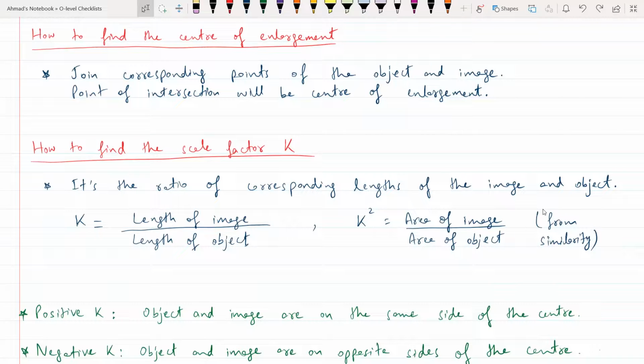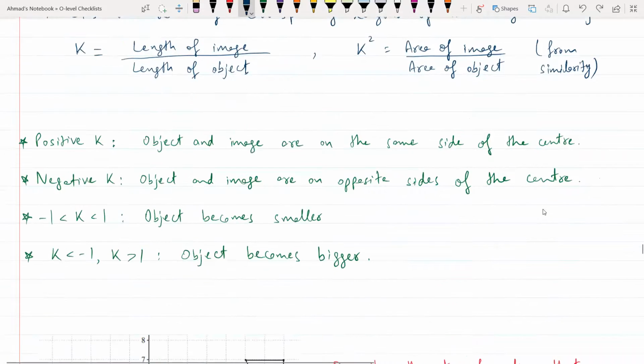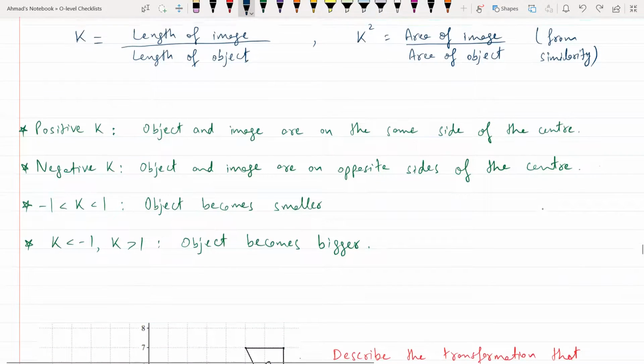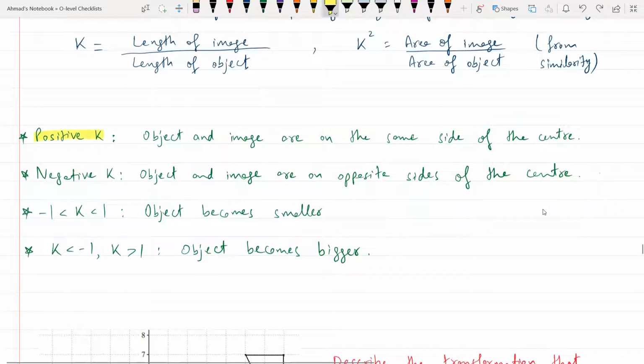और यहाँ पे अगर वो center के opposite sides पे तो negative होगा, अगर center के same side पे तो positive होगा. ठीक है? So positive K is when the object and image are on the same side of the center. Negative K is when they are on the opposite side of the center. जब negative K होता है ना, आपकी figure invert भी हो जाती है, उल्टी हो जाती है figure negative K के केस में. ठीक है?